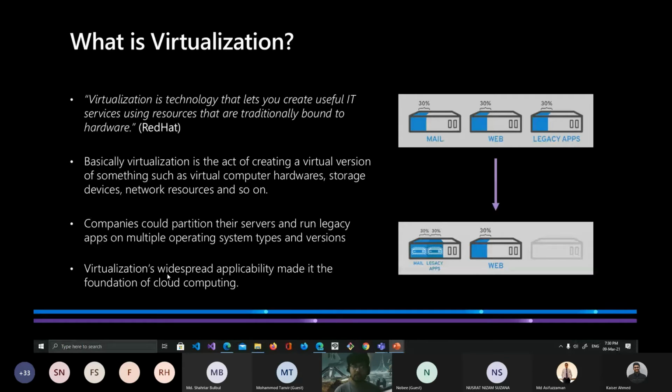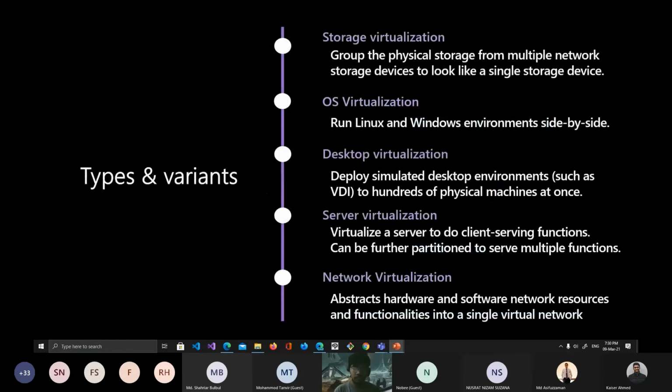Virtualization's widespread applicability made it the foundation of cloud computing. Right now we are talking in a seminar or webinar on cloud computing, but the essence of cloud computing which we were talking about came right from that virtualization technology, which enabled it to further extend its capabilities. So moving forward, we will learn a bit about the types and variants of virtualization technology.